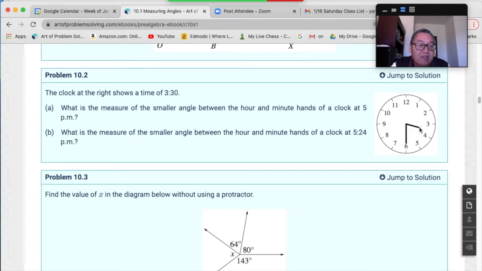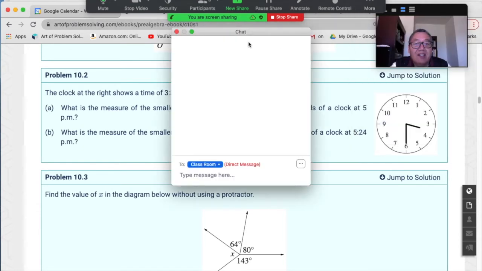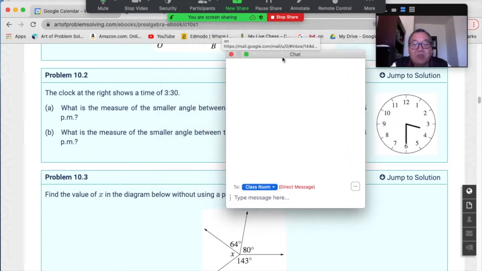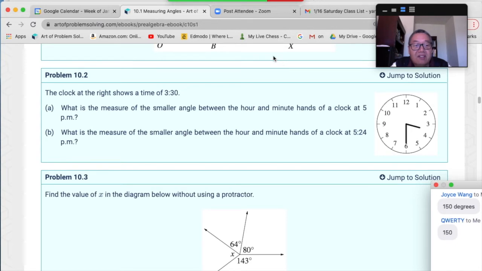So this means 3:30. Now they ask you, what is the measure of the smaller angle between the hour and minute hands of a clock at 5 p.m.? Everybody, can you try to answer this question and send me your answer in private chat? Okay, very good. Joyce is correct. Eric is correct.